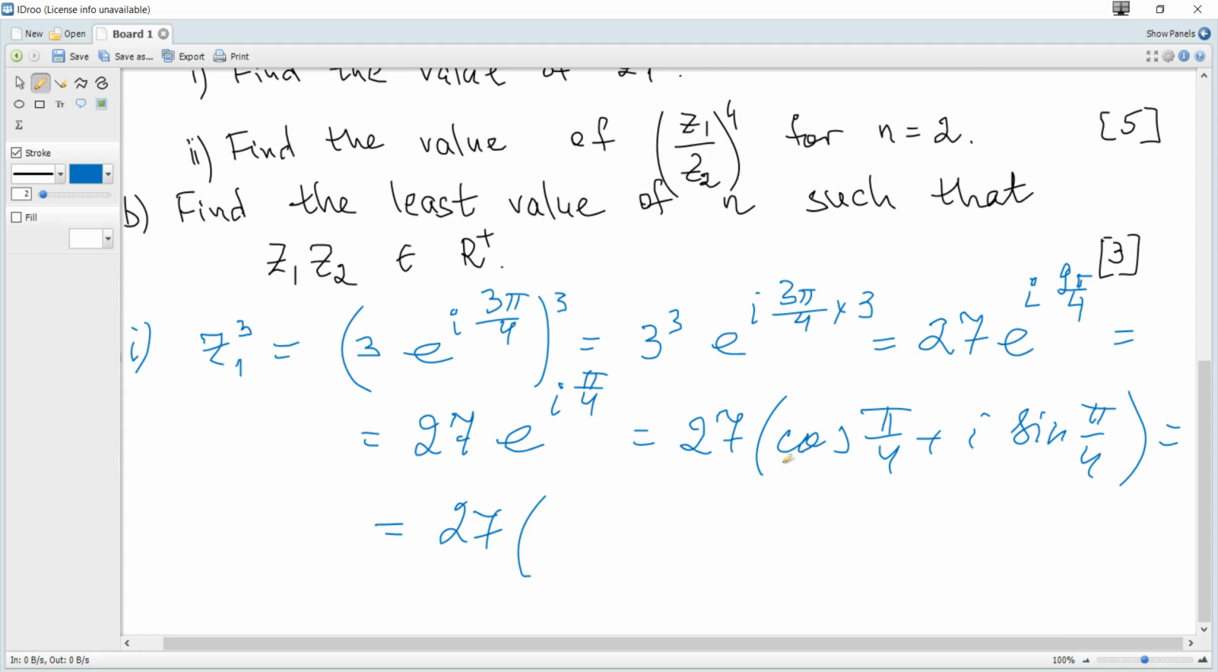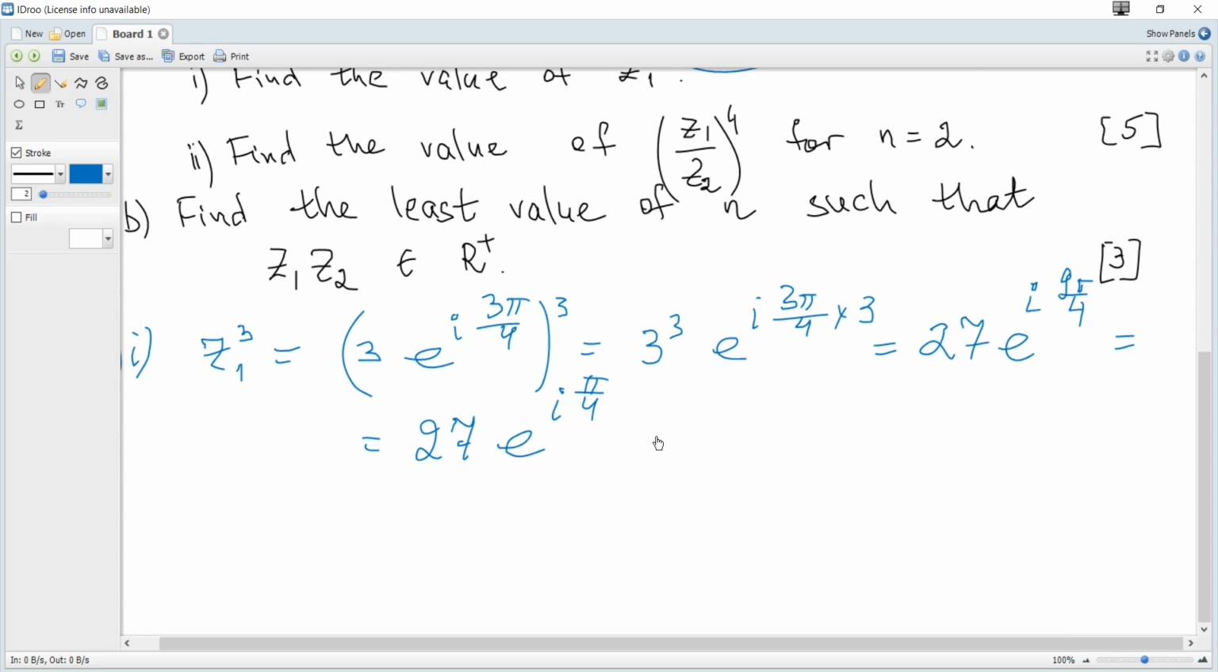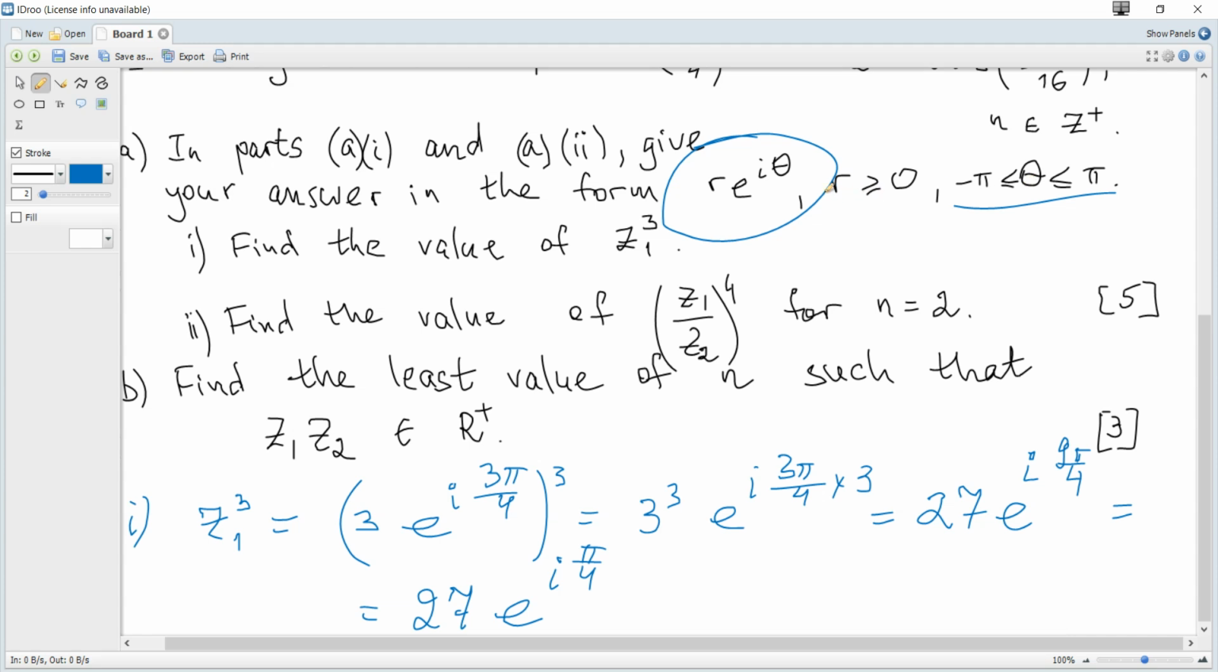27 cosine of pi over 4, it's 45 degrees, it's root 2 over 2 plus i root 2 over 2. And if you expand, you get in the form x plus iy, if required. But here it's not required. The final answer must be in such form where its modulus must be positive and theta must be from negative pi to pi.